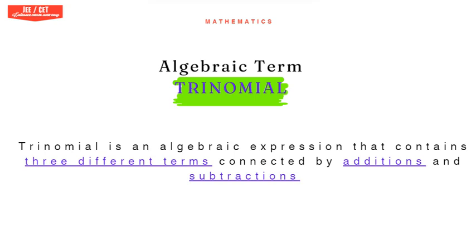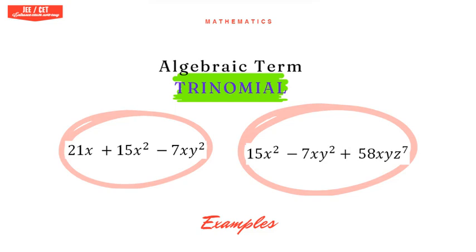Trinomial is an algebraic expression that contains three different terms connected by additions and subtractions. For example, 21x plus 15x square minus 7xy square. Here there are three terms, 21x, 15x square, and 7xy square. They are connected by addition and subtraction.